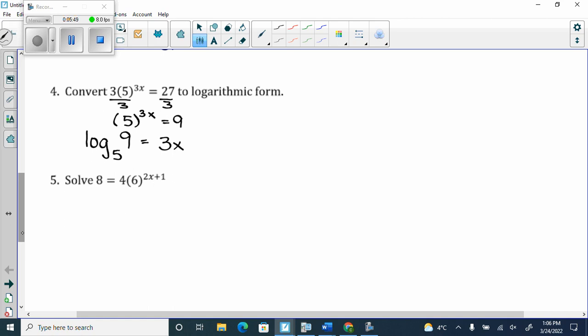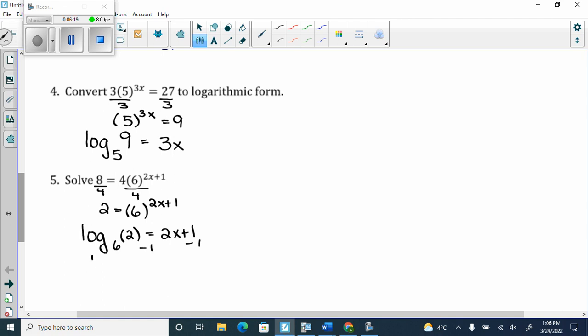I have an initial and I have a final. Divide it over. So I get 2 equals 6 to the 2x plus 1. Now I have 3 pieces of information and I have 1 exponent. So what can I do? Convert it to a log. So I get log base what? 6 of 2 equals 2x plus 1. Then what do I have to do?